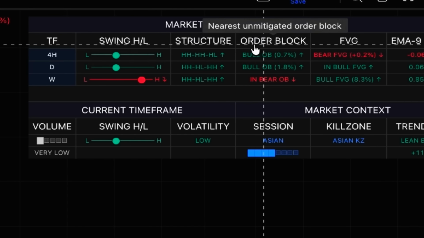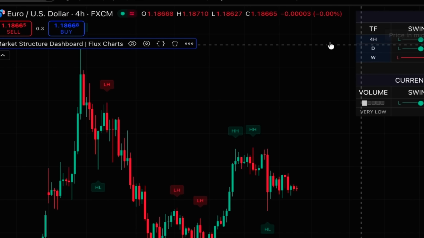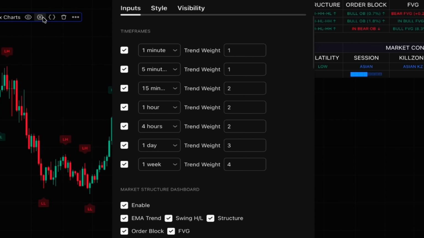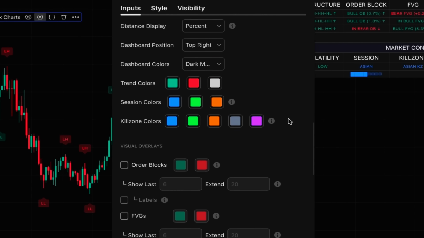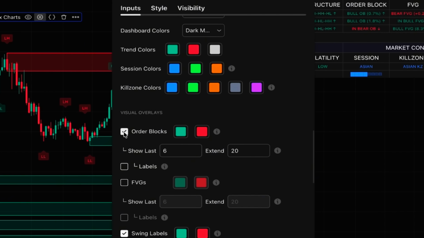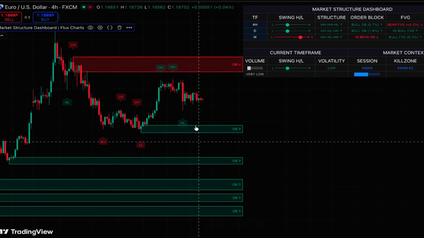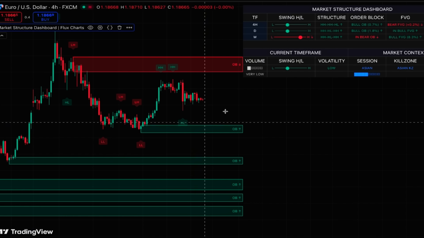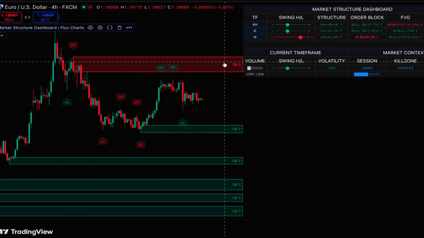Here we have information about order block. If we go to the settings of the indicator and scroll down, here we can turn on order blocks, so they will be shown on the price chart. We can also turn on the labels, so they will also have labels. These green zones are bullish order blocks, and this red zone here is a bearish order block.